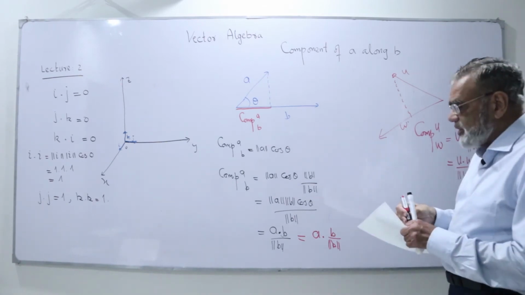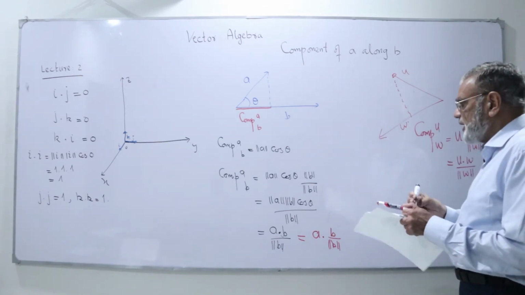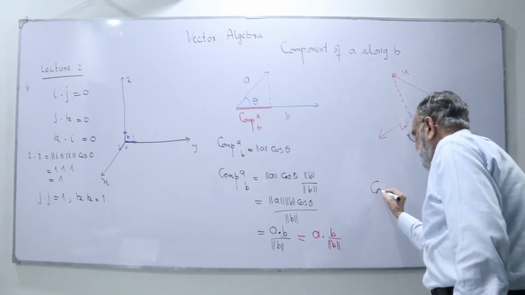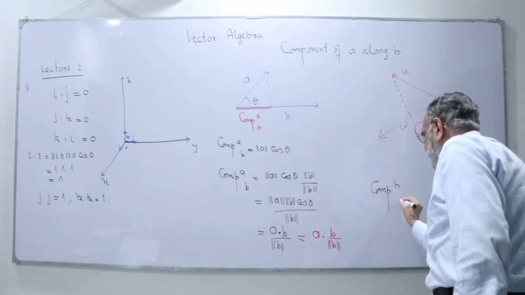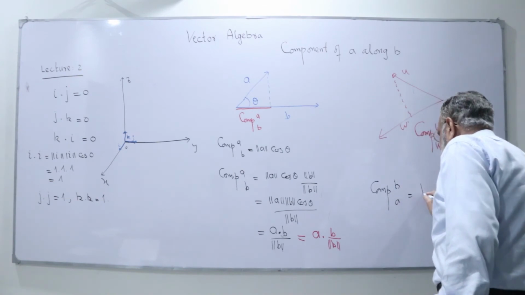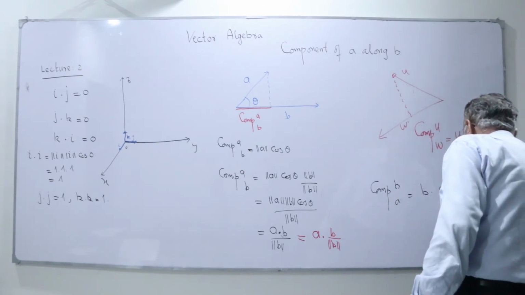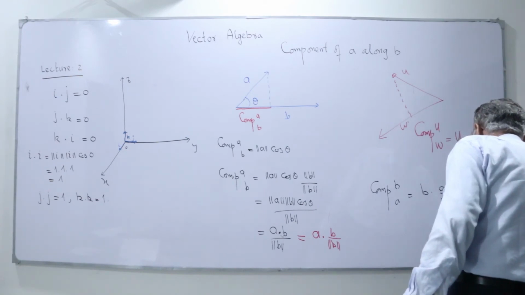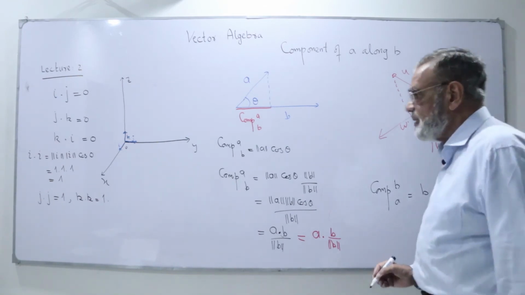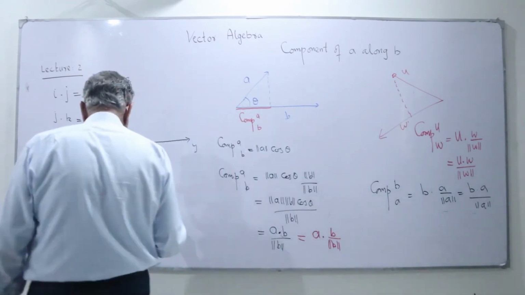We can say here, for example, you want to find the component of vector B along vector A. So what will this be? B into A over magnitude of A is equal to B dot A over magnitude of A. In practical speaking, it's things like this one.